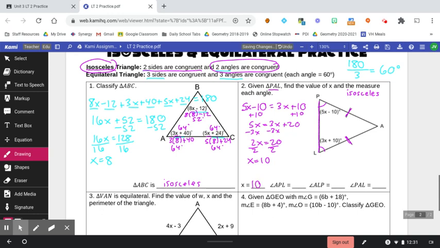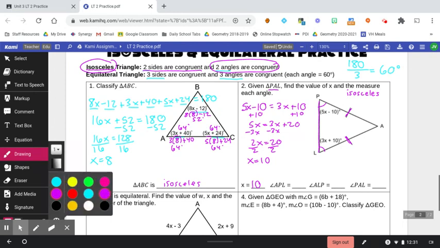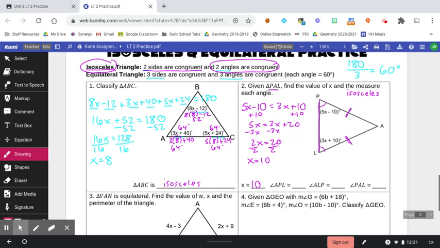Now that I know that x is equal to 10, I can substitute it in anytime I see an x. So 5 times 10 minus 10, so 50 minus 10. All right, angle APL is 40 degrees. ALP should be 40. I'll just check: 3 times 10 plus 10. Yep, that's 40 degrees.